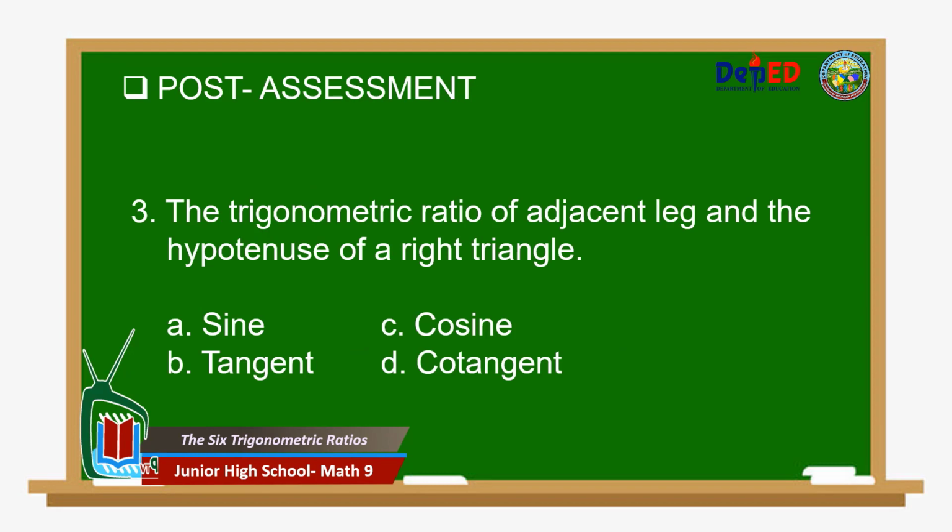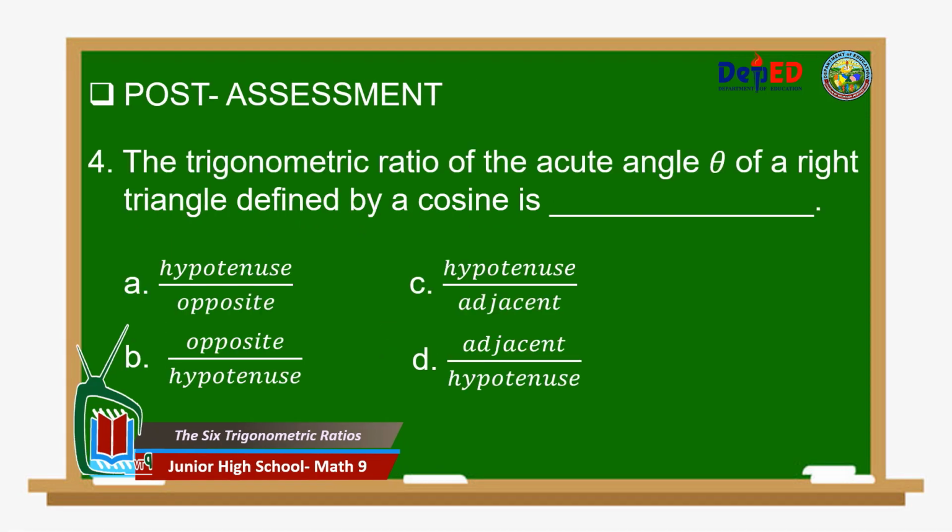Third question. The trigonometric ratio of adjacent leg and the hypotenuse of a right triangle is A. Sine. B. Tangent. C. Cosine. And D. Cotangent. The trigonometric ratio of the acute angle of a right triangle defined by a cosine is A. Hypotenuse over opposite. B. Opposite over hypotenuse. C. Hypotenuse over adjacent. And D. Adjacent all over hypotenuse.